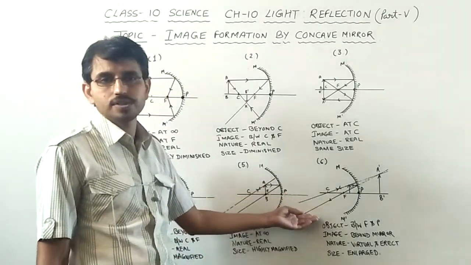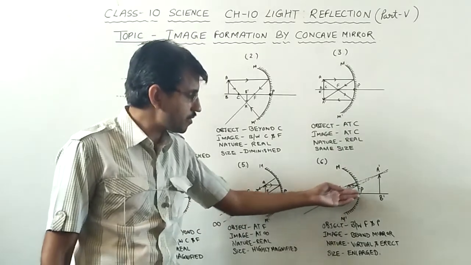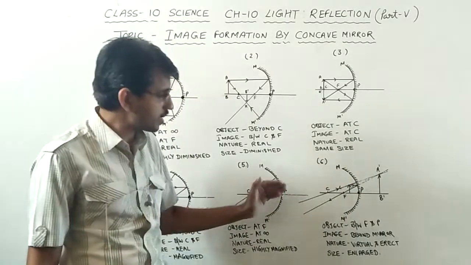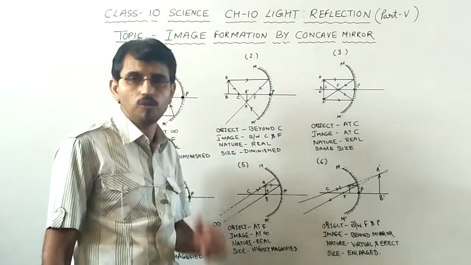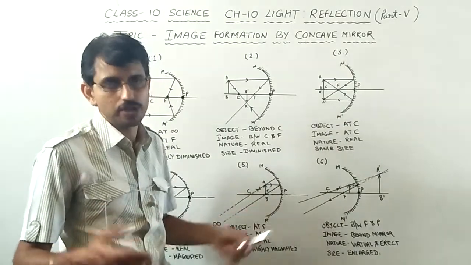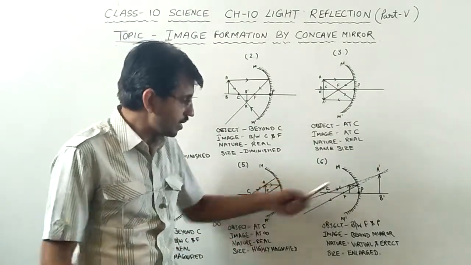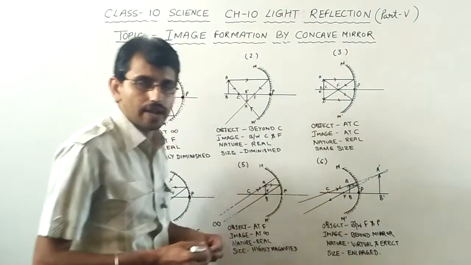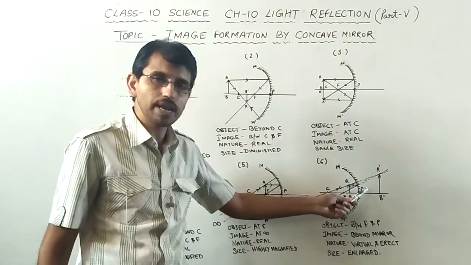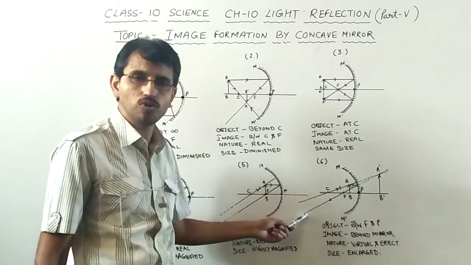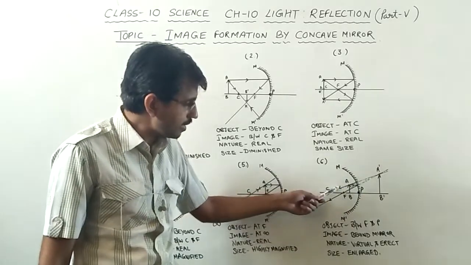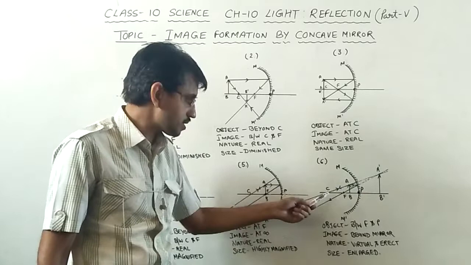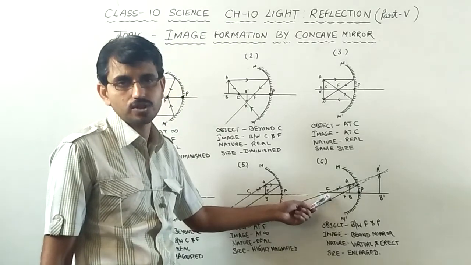Now in the last case, when we have placed the object between focus and pole, where is the image formed? Listen. Let AB be the object. The first light ray, as usual, comes parallel to the principal axis and after reflection passes through focus. And the second light ray retraces its path while passing through the center of curvature.